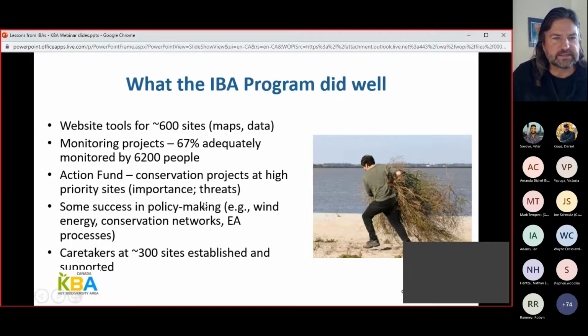IBAs have had some success in policy making. The wind energy guidelines back in the early 2000s stipulated that no wind energy developments should occur in IBAs, and IBAs are well known within the environmental consulting community as a layer that should be consulted when considering development processes. And of course, again, the caretaker aspect of having approximately half of our sites supported through this caretaker network.